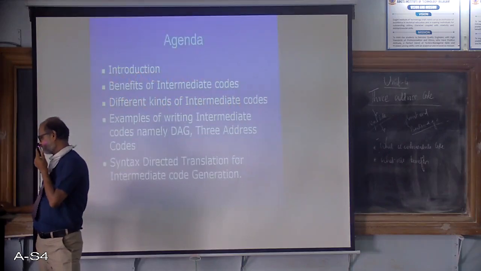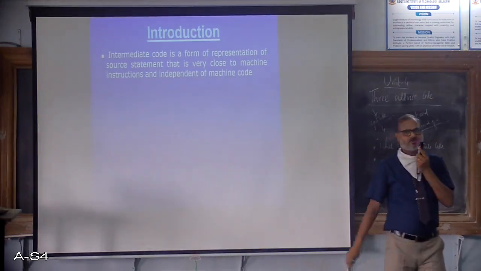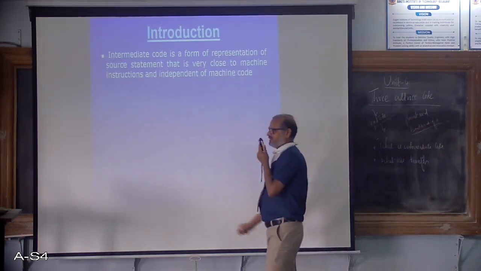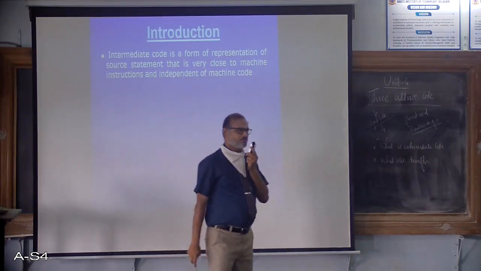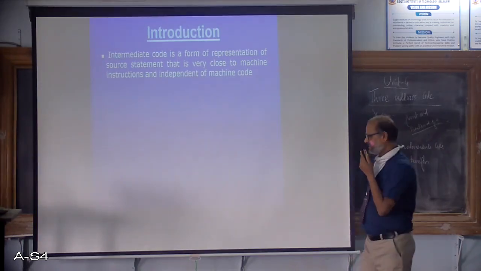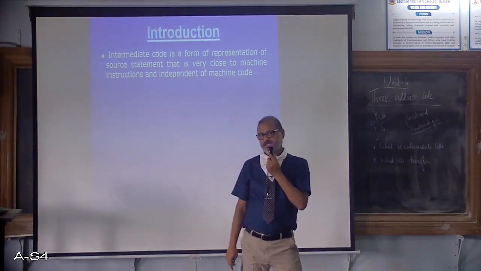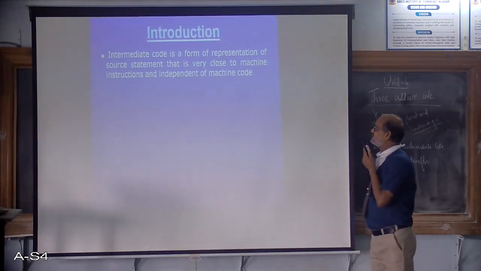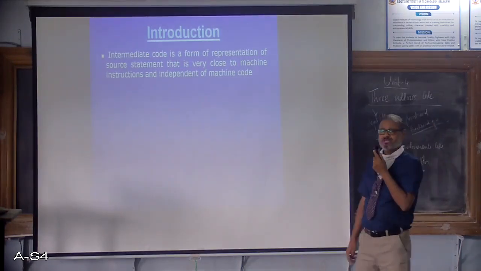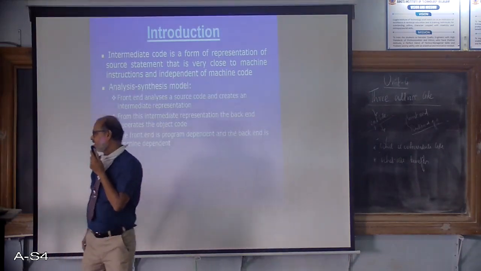After generating the intermediate code for the source program, there is much scope for code optimization. The optimization may be machine-dependent or machine-independent. Let me recall what we mean by an intermediate code. The intermediate code is an internal representation used by the compiler, which is very close to machine instructions, and it is independent of machine code.